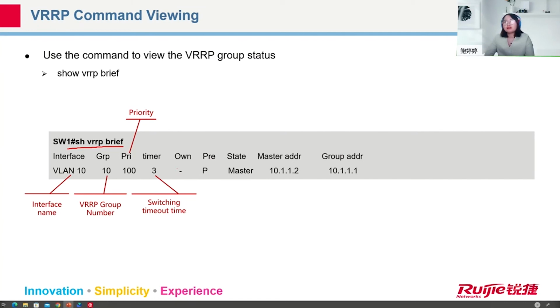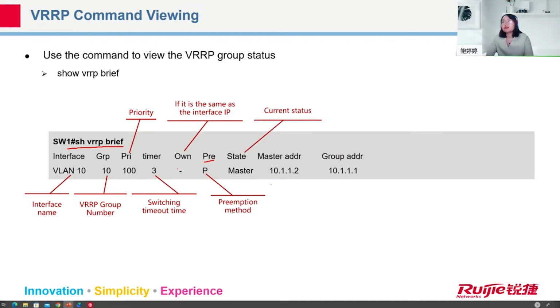And the owner will have this characteristic. That means switch 1 is not the IP address owner. And this is the preemption mode. Now we enable it, so this value is P, and switch 1 is the master. Master address is 10.1.1.2. The group address is 10.1.1.1. This is a virtual IP address.